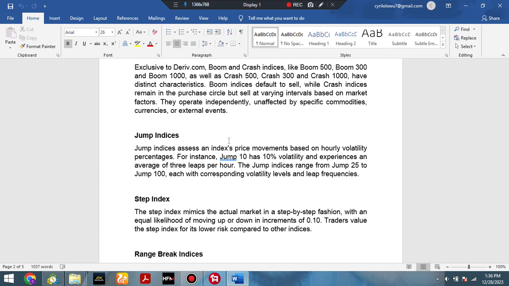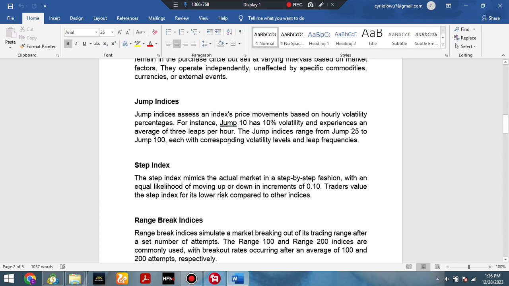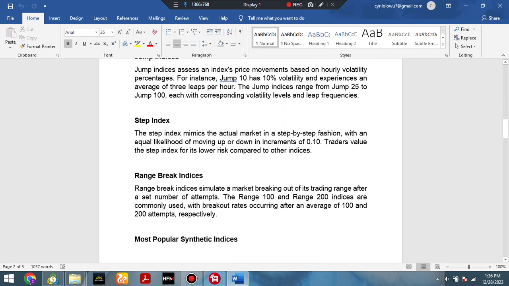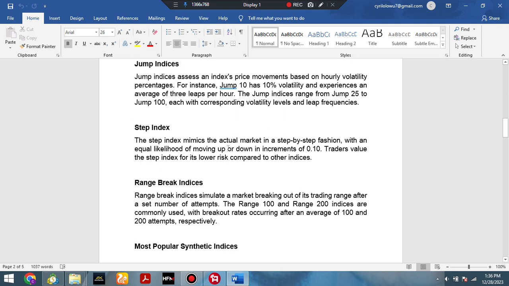So as we keep moving in this training and everything, you'll be getting more knowledge on what all these indices stand for and how you can leverage on them. Areas where you can come in, tap in profit and exit. That is just the idea. So we have jump indices.